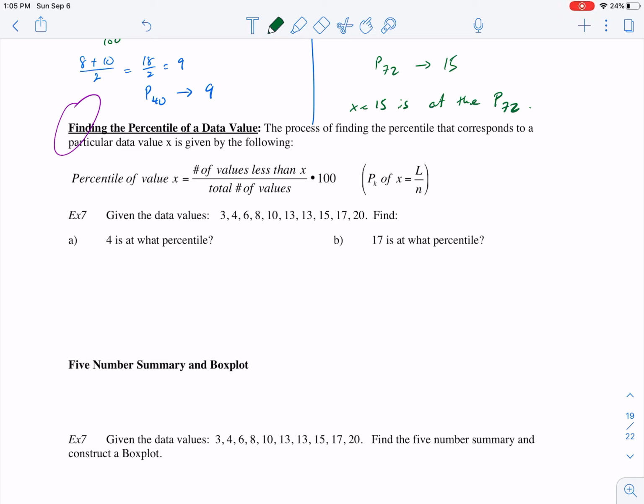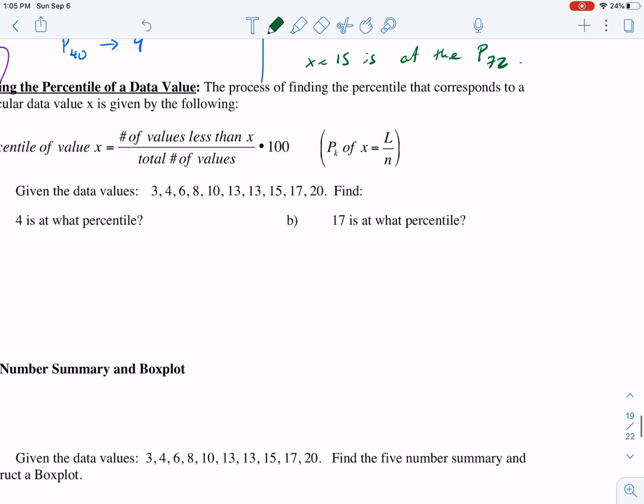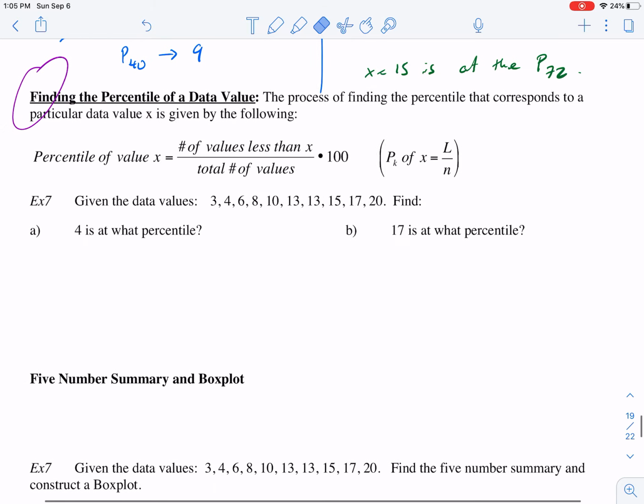The process of finding a percentile that corresponds to a particular data value X is given by the following formula. So this is saying, given a data value, what percentile is that? I mean, if I point to 17, what percentile is it? If I point to 4, what percentile is that compared to the rest of the data values? Okay, so this is how we do it.